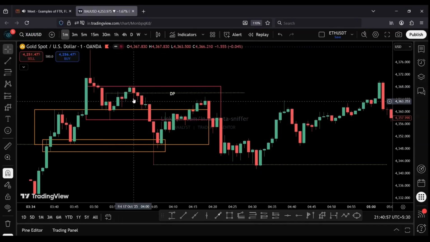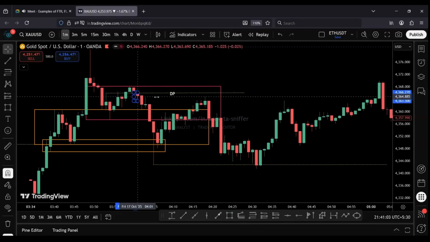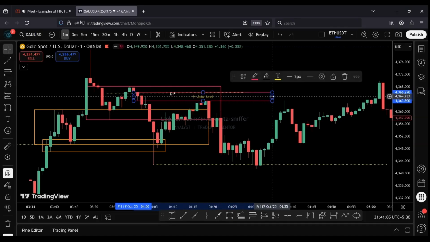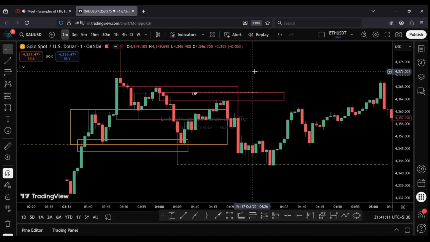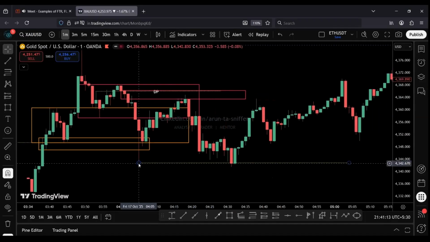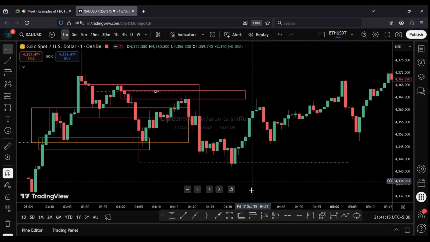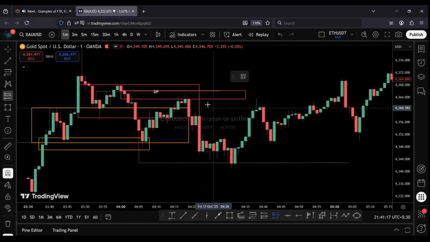Yeah, this candle crossed it. So we will draw a box here. Crossed here and went up here. Right? So this is our box for the entry, and what will be our target? Our target will be this low.